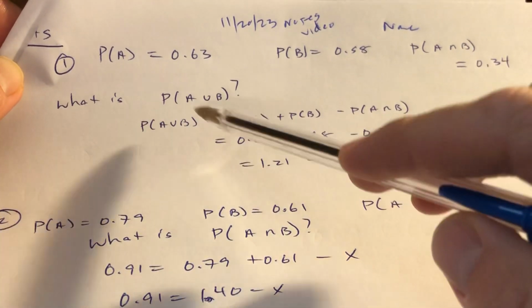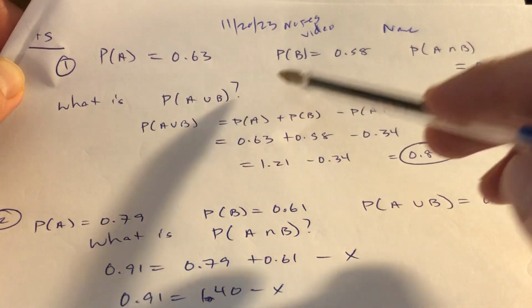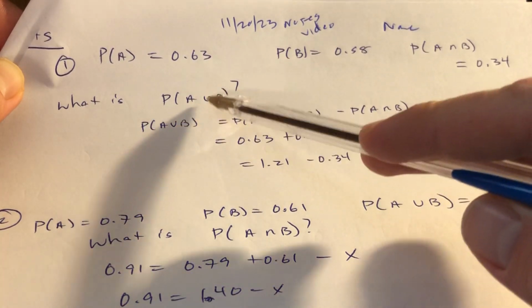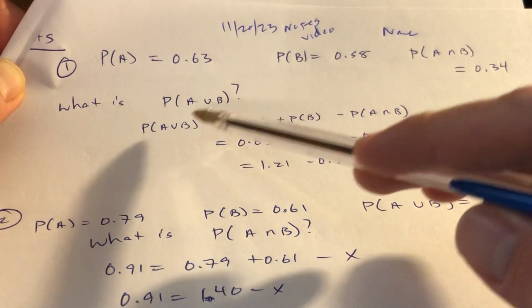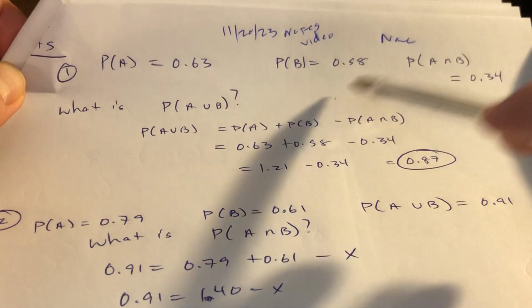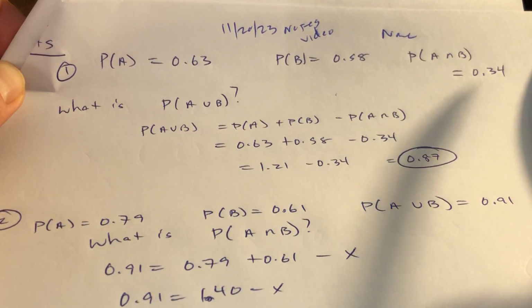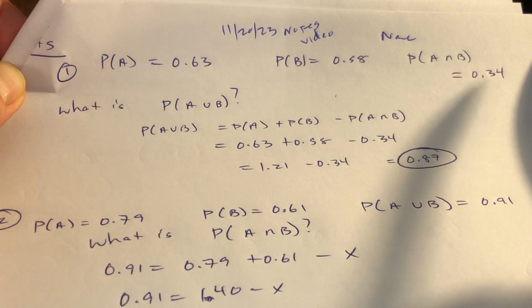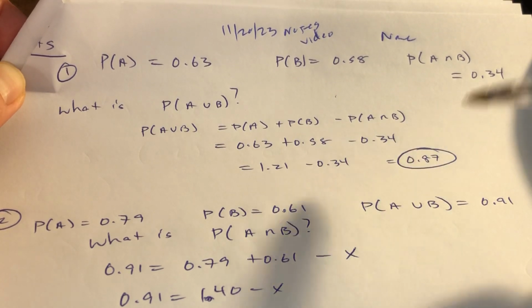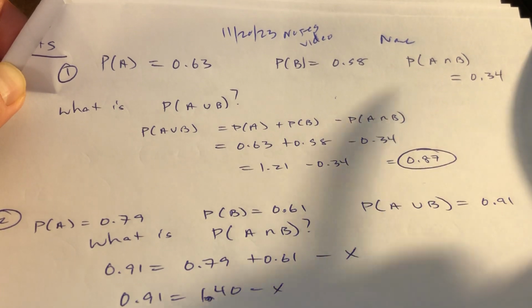Okay, so what is the probability of A or B? A union B, not intersection. So probability of A, probability of B, probability of their intersection is as follows. You can have those down. Probability of A plus B minus their intersection. 0.87, 0.87.